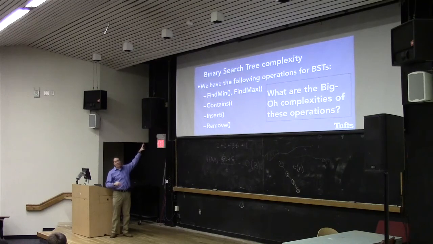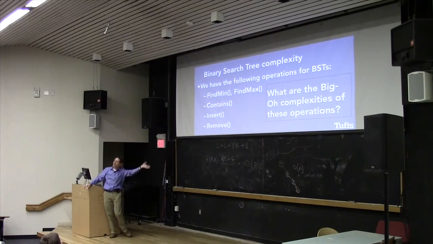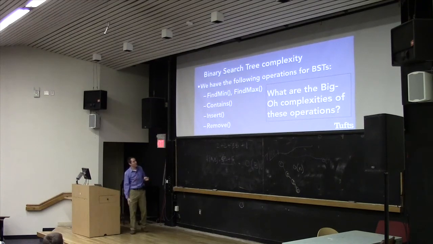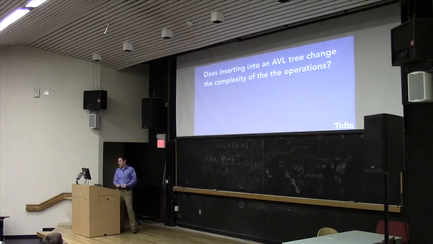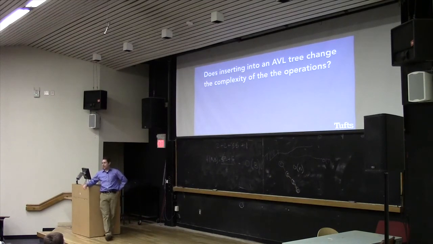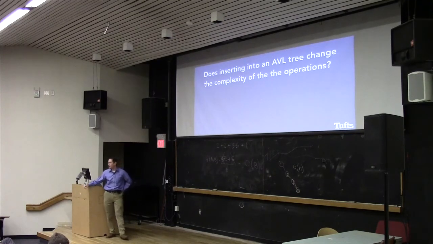Okay, so binary search trees. Worst case, not so great. Average case, pretty good. I'm not going to make you figure that out, but pretty good altogether. Okay. Does an AVL tree change the complexity of these operations? What do we think about that kind of balanced tree? Is that going to help us out in terms of our best case and worst case? What do you think?